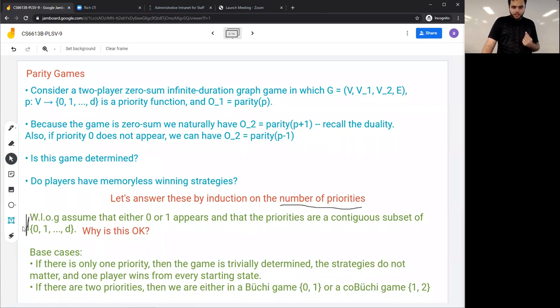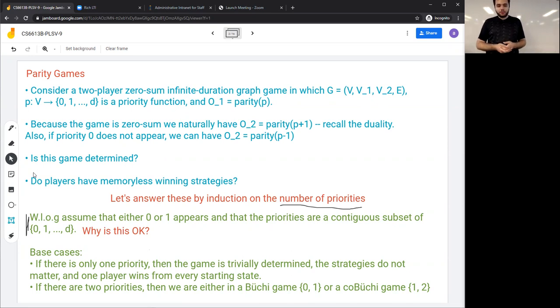Okay, so every induction should start with its base case. What are our base cases here? Well, we are doing the induction on the number of priorities. So the base cases are when we have only one priority or when we have two different priorities. If we only have one priority, the game is trivial, because if the one priority that you have is even, then player one always wins. And if the one priority that you have is odd, then player two always wins. So there is nothing to really solve here. And of course, it is determined, and the strategies are memoryless because it doesn't matter what strategy you use. You can use any memoryless strategy.